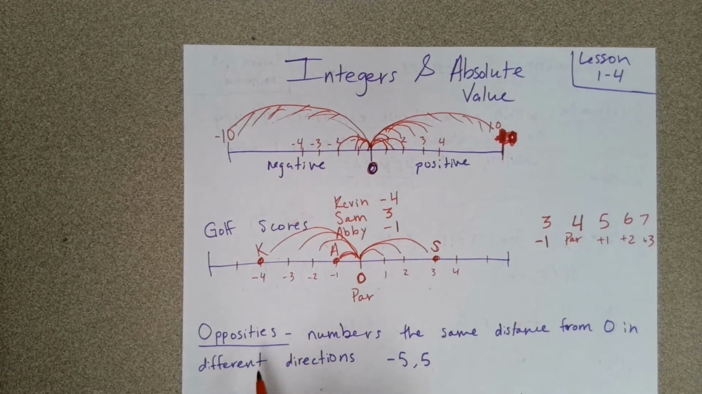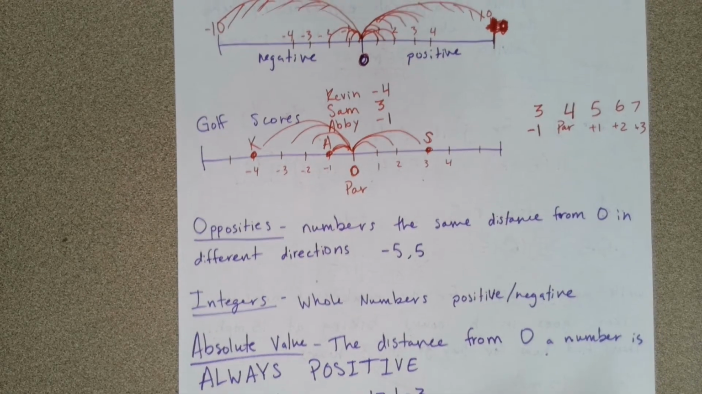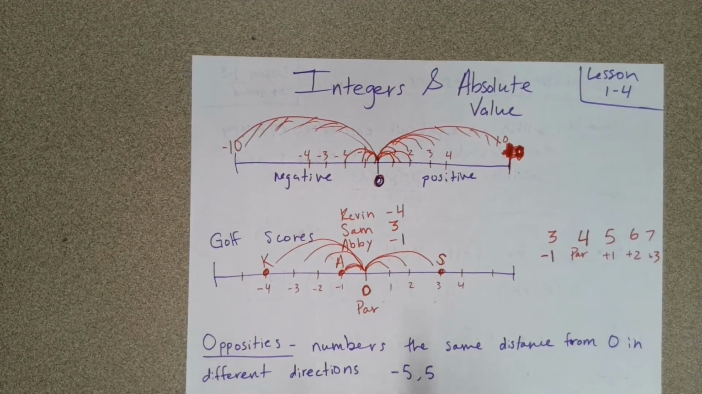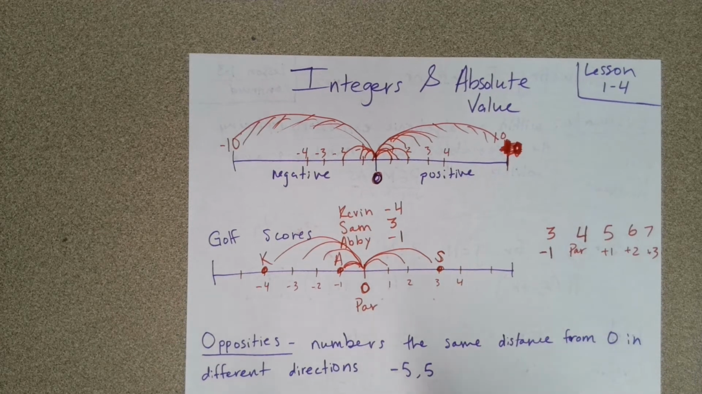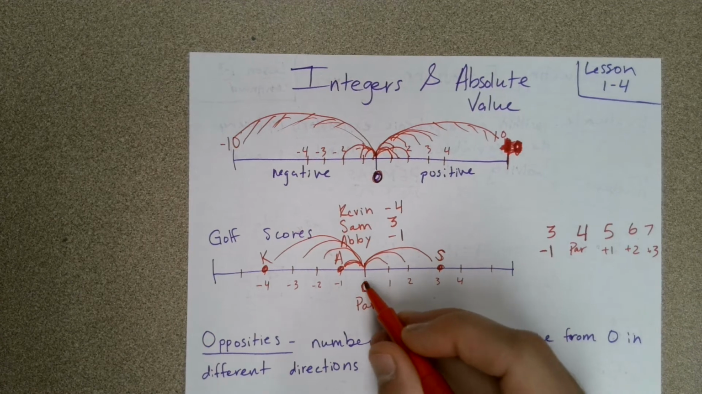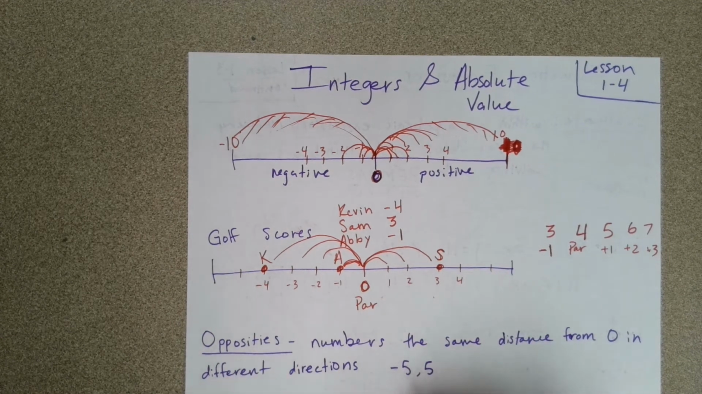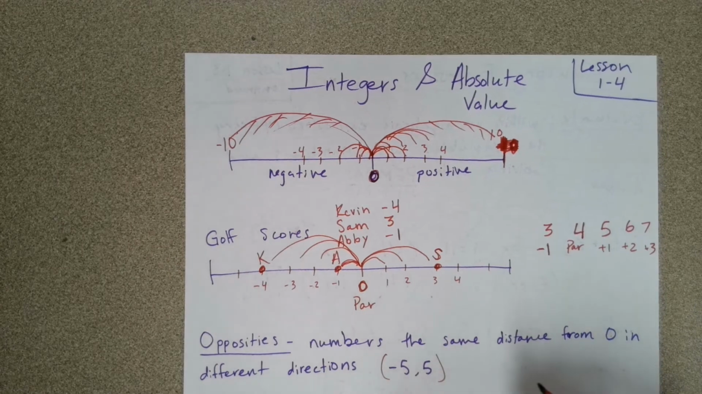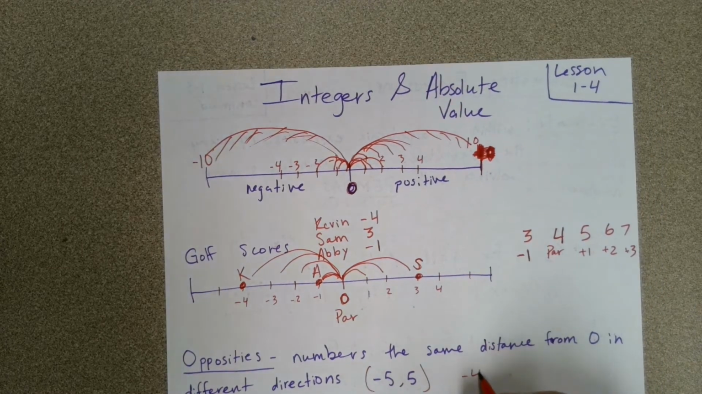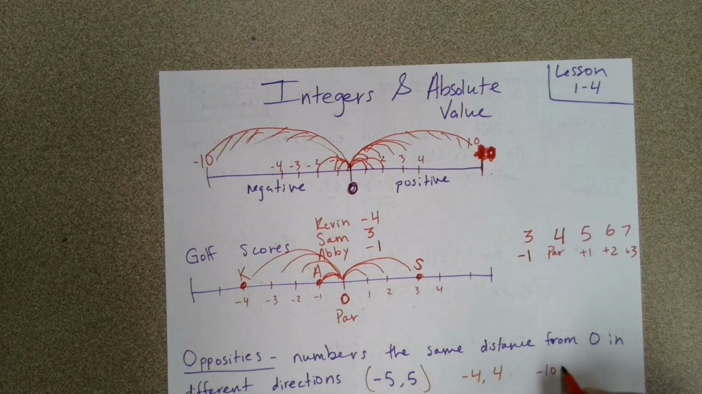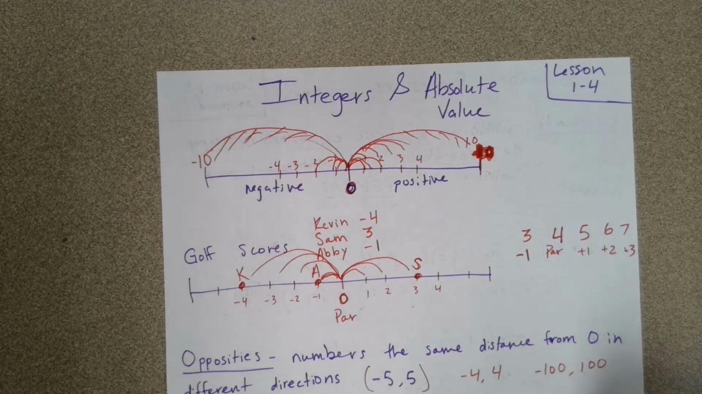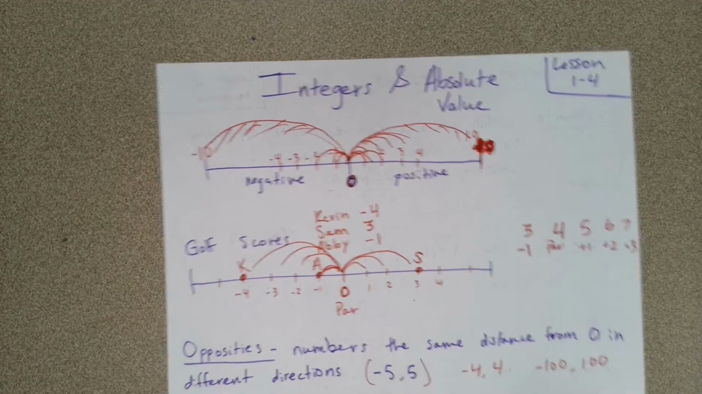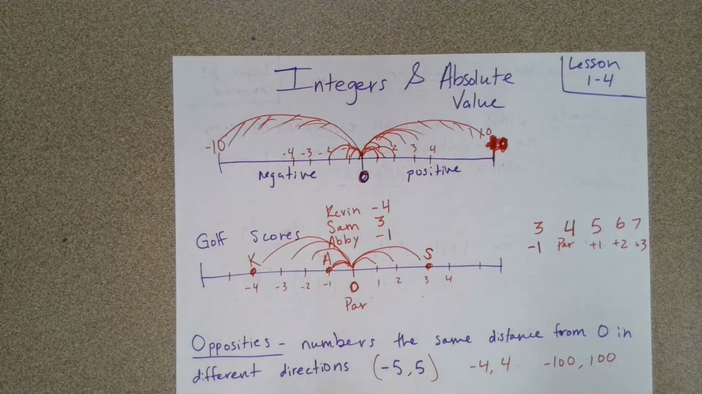Okay, so now we're talking about opposites. You can write this definition down. I have a few of them for you here. We're going to start with this one. Opposites are numbers the same distance from 0 in different directions. So this is where that distance becomes a thing. For 0, the opposites would be, for example, -5 and 5. That might be something that's simple to you. Or -4 and 4. Or -100 and +100. The opposites are the same numbers, just with a negative and a positive. They're the same distance from 0.